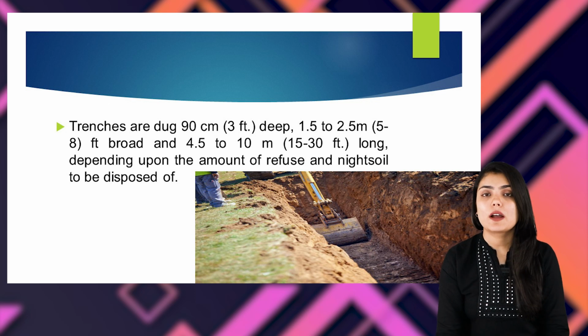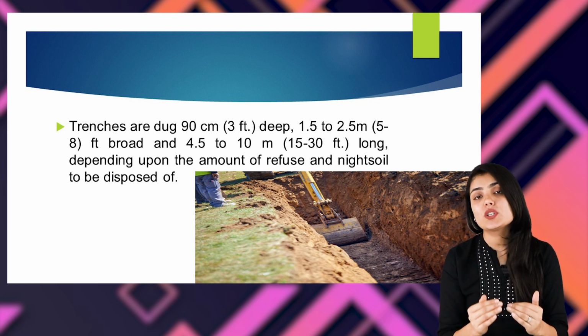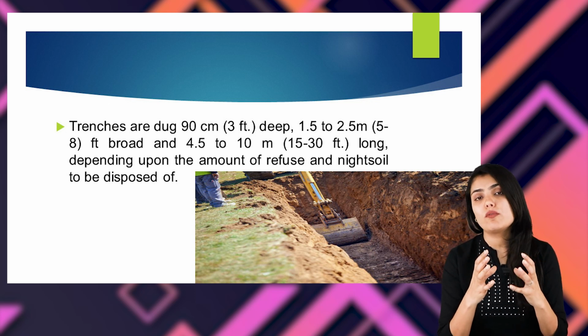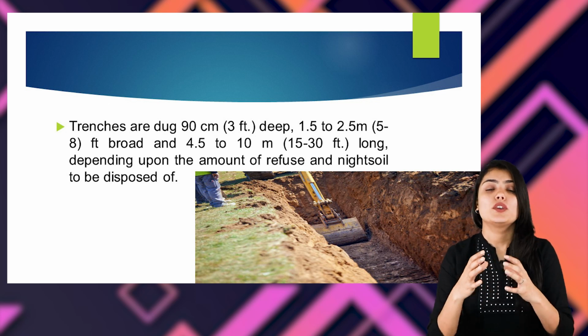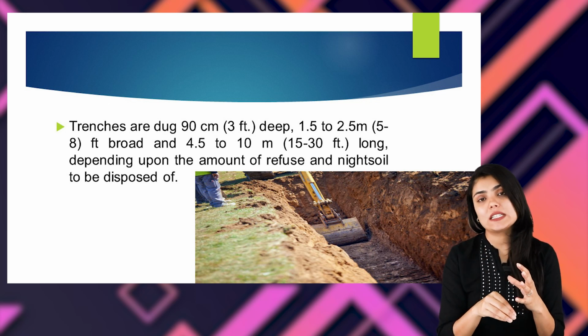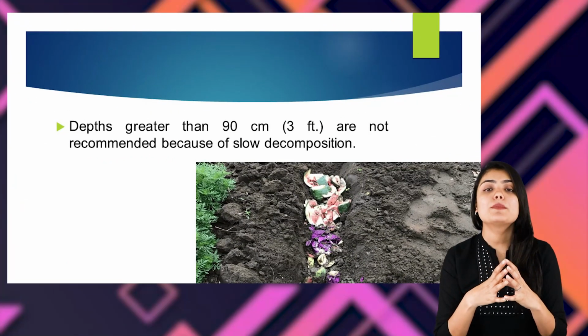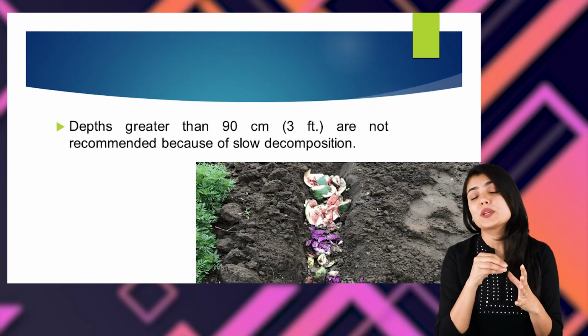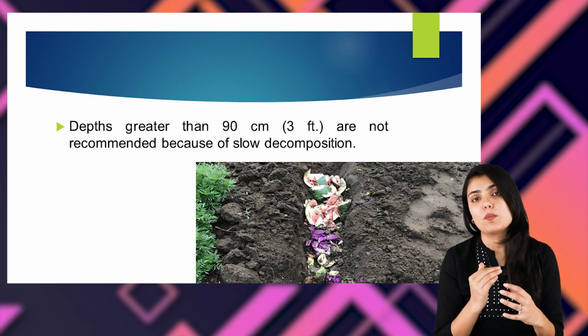In Bangalore method of composting, a trench is made. The depth and the width of the trench depends upon the amount of refuse and the night soil that is to be disposed. Usually a trench that is 3 feet deep and around 5 to 8 feet broad is made. But in this method, depths greater than 90 centimeters is not suggested because of slow decomposition.